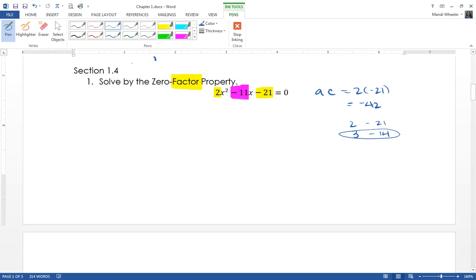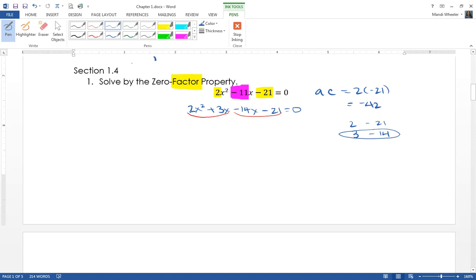So what I'm going to do is replace negative 11 with 3 and negative 14. So 2x squared plus 3x minus 14x minus 21, and that's still equal to 0. We're not changing anything. We're just breaking this up. And then I'm going to factor by grouping. So I'm going to look at the first group and the second group. Pay attention to your signs on this. If you factor out a negative number, make sure you change your sign.